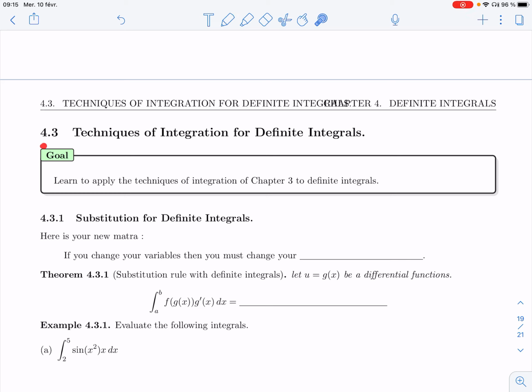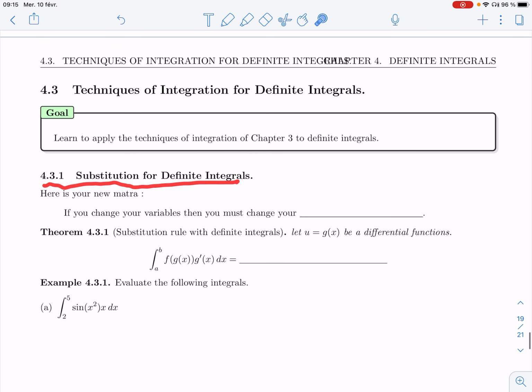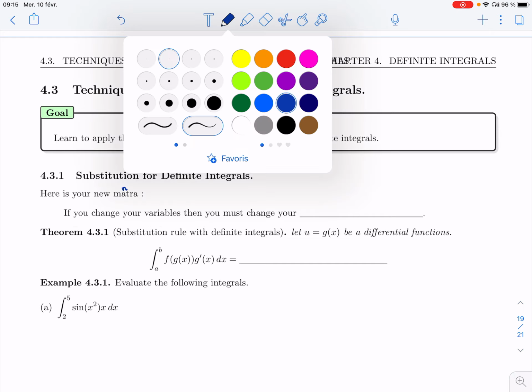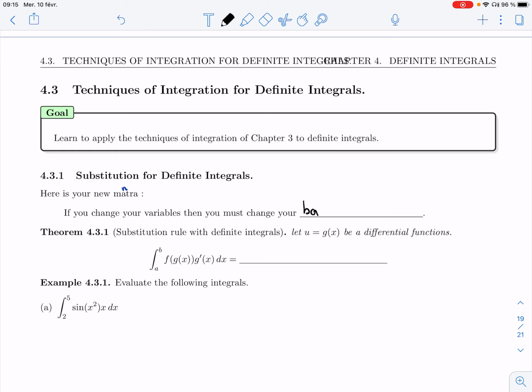All right, let's look at 4.3, techniques of integration for definite integrals. Our goal is to learn to apply the techniques of integration of chapter 3 to integrals with bounds, to definite integrals. So in the first section, we'll look at substitution for definite integrals. I have a mantra. If you change your variable, then you must change your bounds.